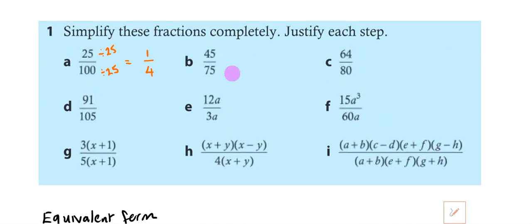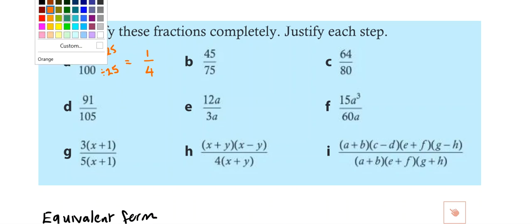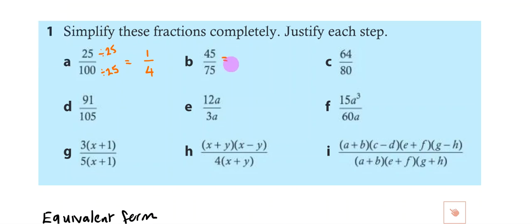So 45 over 75. The answer. Say again. Divide by 15. That's where you need to know your times tables, because even with a calculator, unless you know what to divide by, you don't know. So 45 divided by 15 is 3 over 5. Yeah.